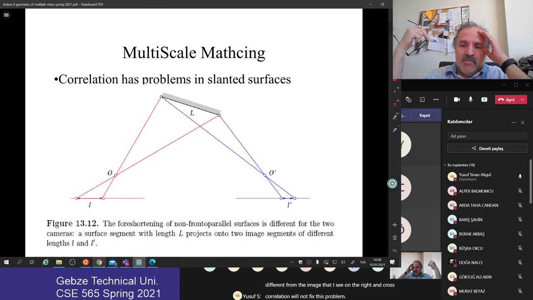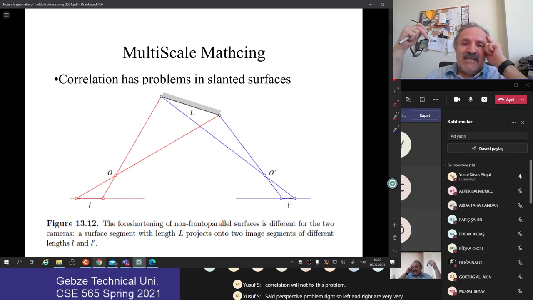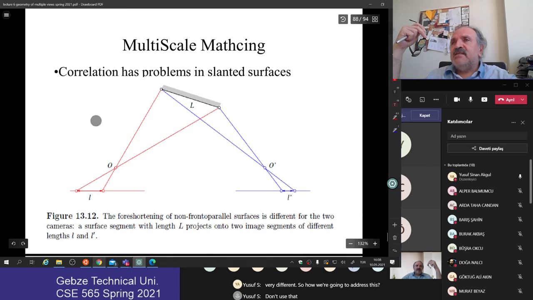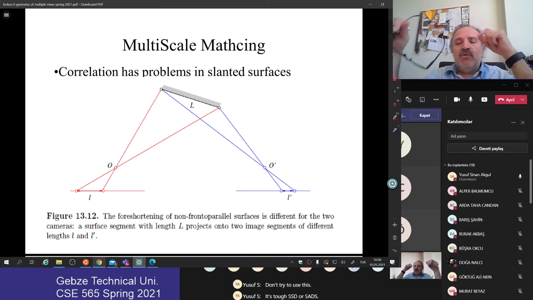It's a perspective problem, right? So left and right are very, very different. So how are we going to address this? The suggestion for these kinds of cases is don't try to use these correlation-based methods, SSD or SAD. So what should we do?